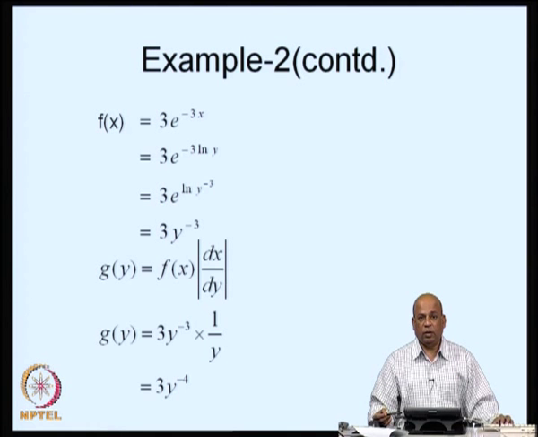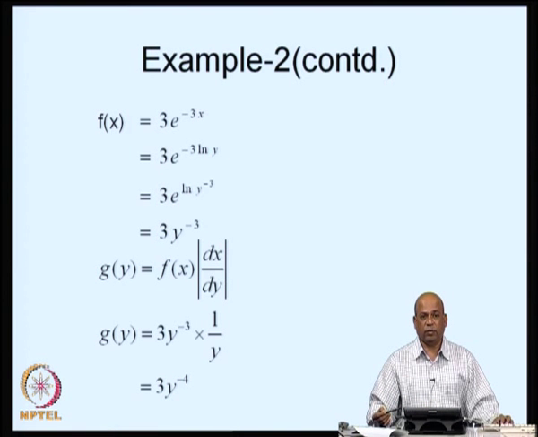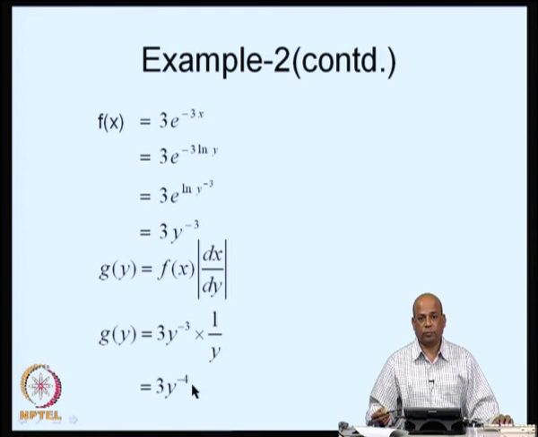Because the transformation y is equal to h of x is a monotonic function, whether it is increasing or decreasing, we use this expression, but in this particular case it is an increasing function. g of y is equal to f of x times the absolute value of dx by dy, and dx by dy is 1 by y, and therefore, you get g of y is equal to 3 y to the power minus 4.